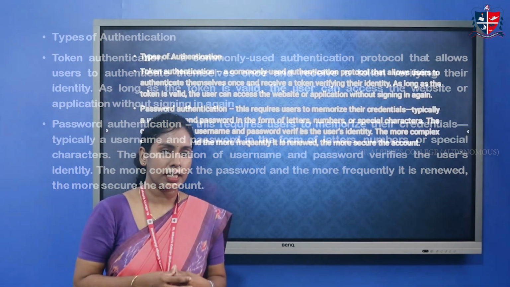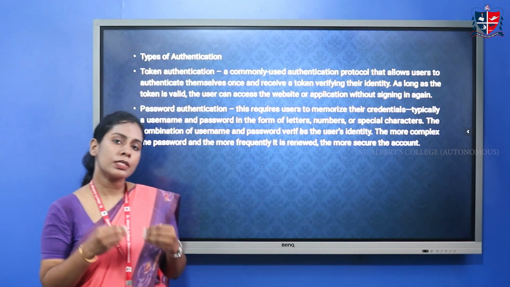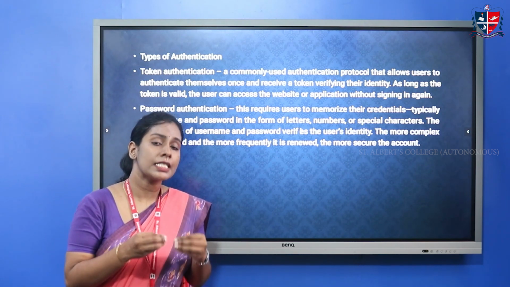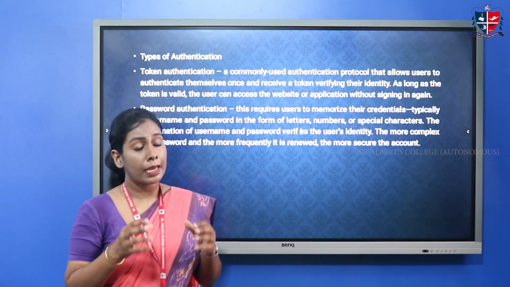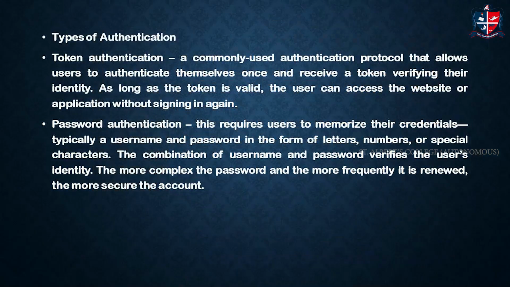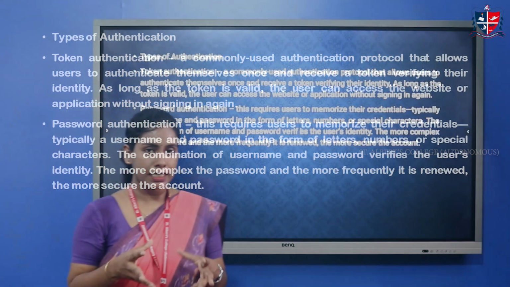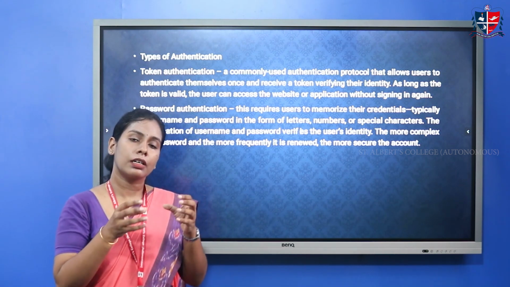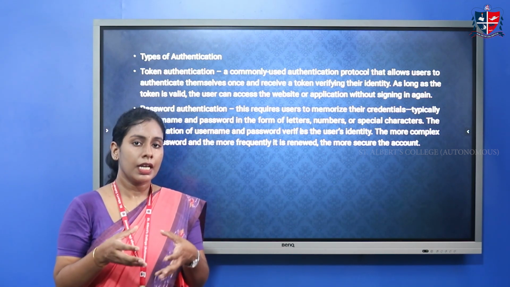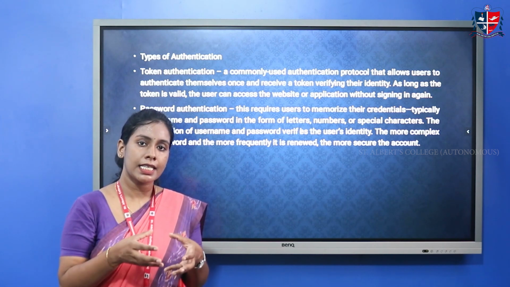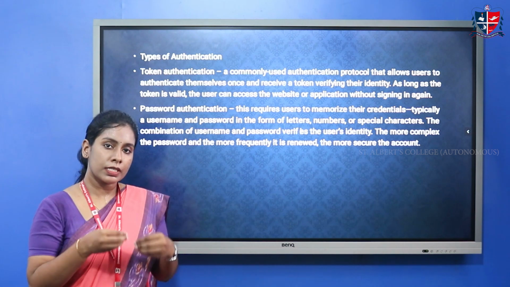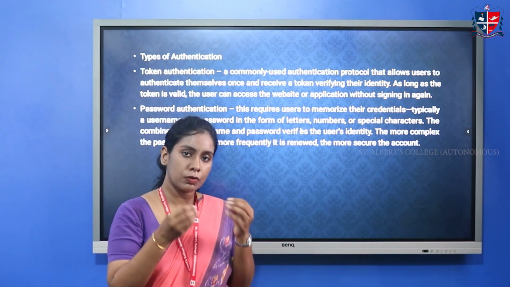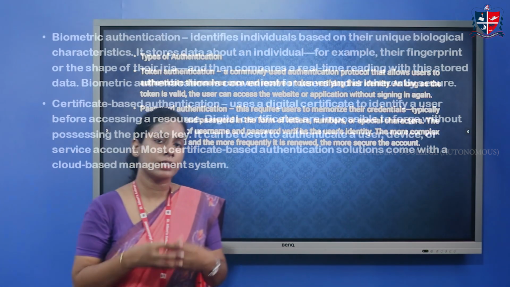First one is token authentication. In this method, the user is provided with a token which verifies his identity. As long as this token is valid, the user will be able to access the organization's website. The second type of authentication is password authentication. In this, the user is provided with a credential such as username and password. It is actually a combination of letters, digits, and special symbols. Only if the user is able to provide this username and password correctly, he will be authenticated.